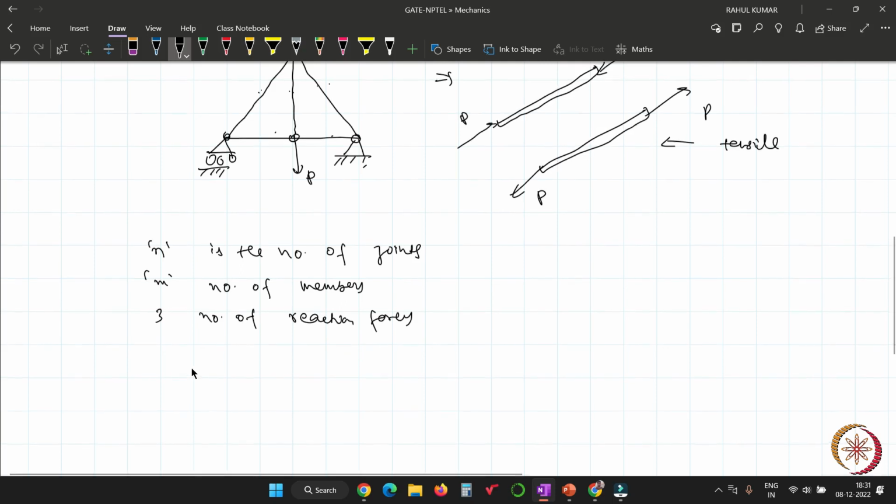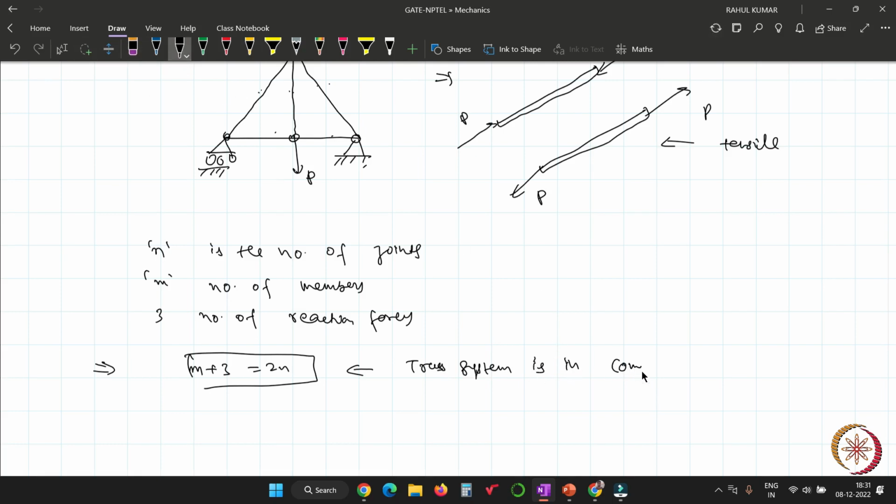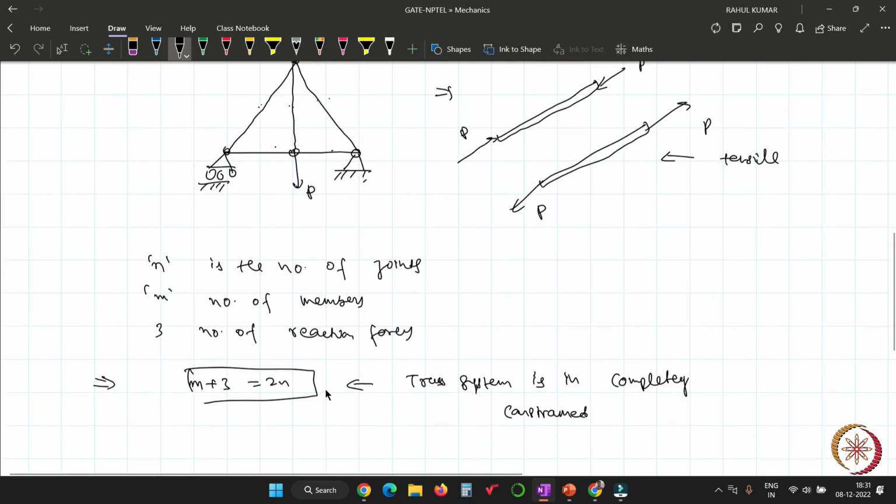Okay, so if you see the situation like this, if m plus 3 equals 2n, then you can say that the truss system is completely constrained. So what is the meaning of this equation?